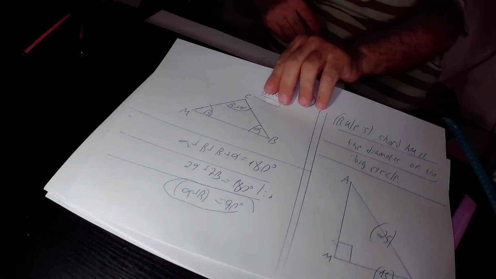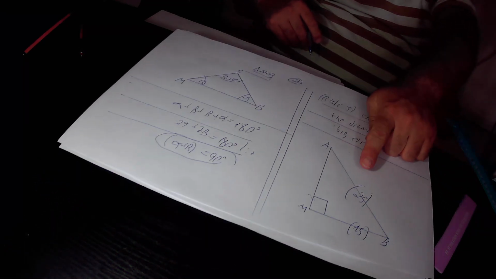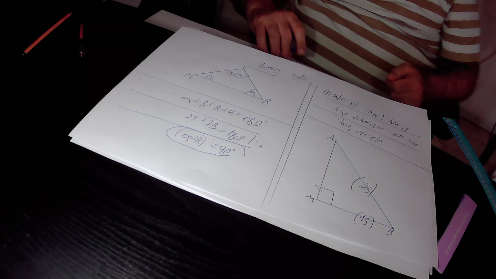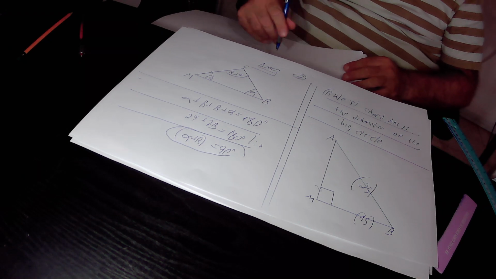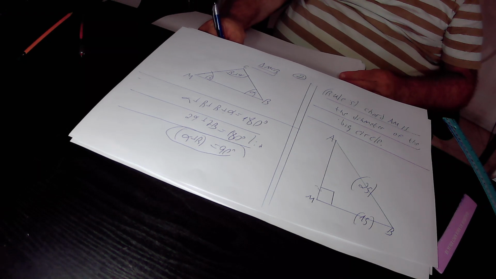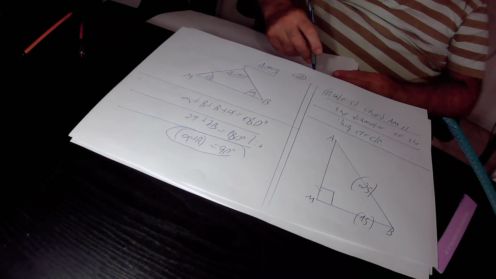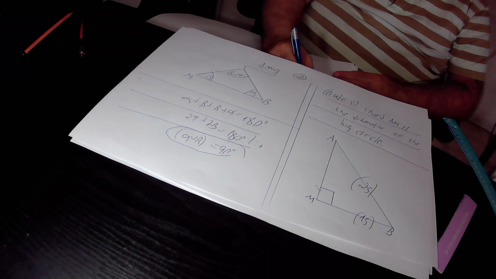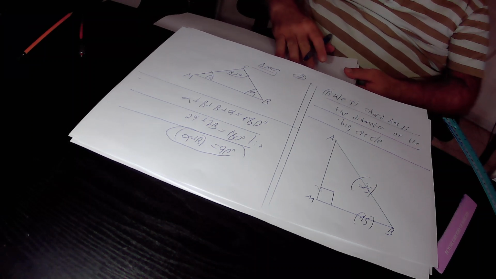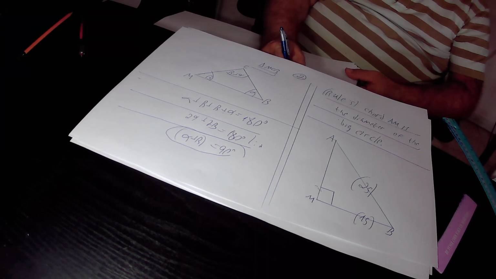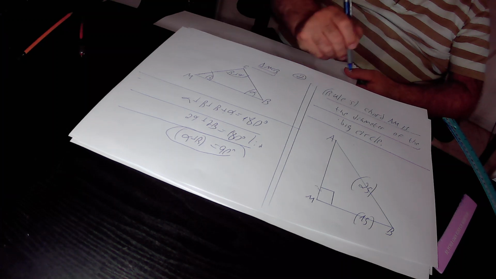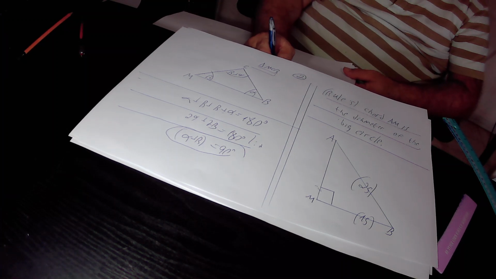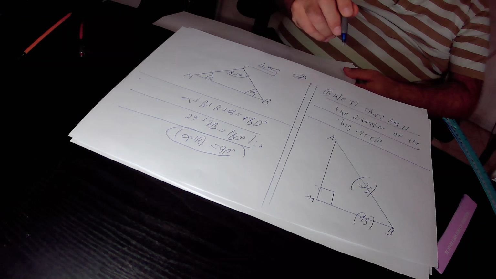So actually, this is the right triangle A and B that are coming from the original drawing. In this triangle A and B, according to the Pythagoras theorem, AB squared, that is the square of the hypotenuse, is equal to AM squared plus MB squared.